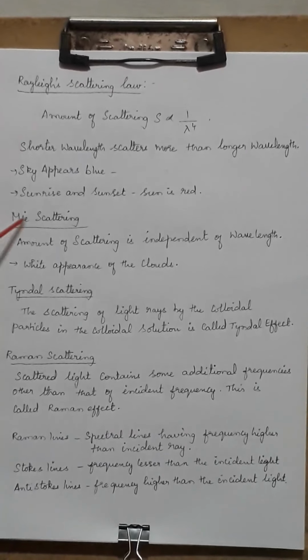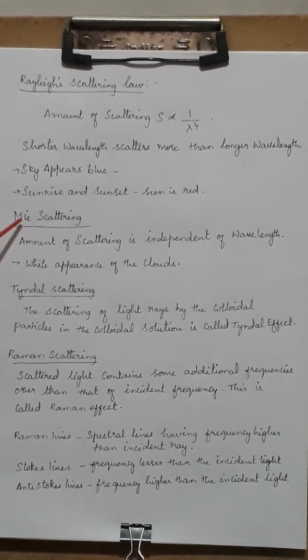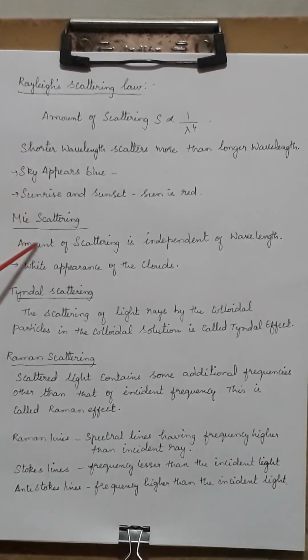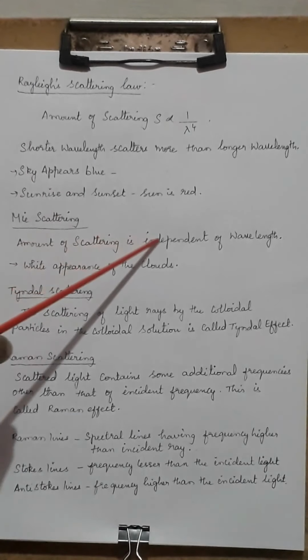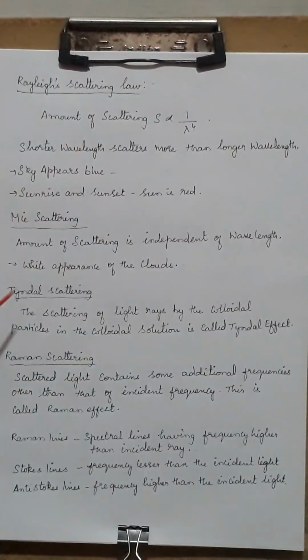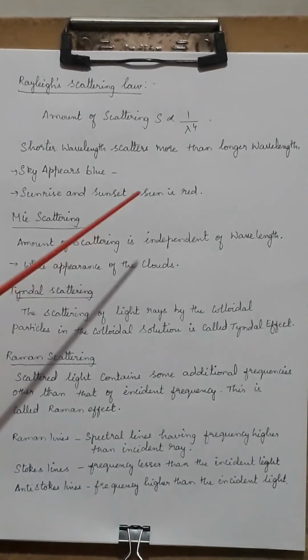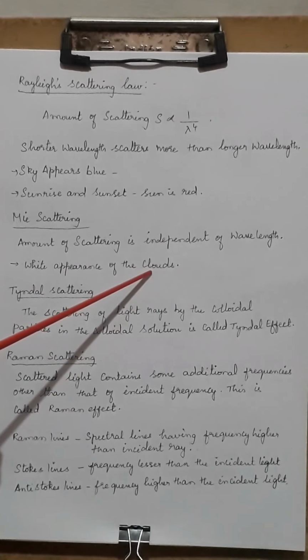Next one is Mie scattering. Mie scattering is just the opposite of this, where the amount of scattering is independent of wavelength. Where you can see this is in the appearance of the clouds. What's the color of the cloud?